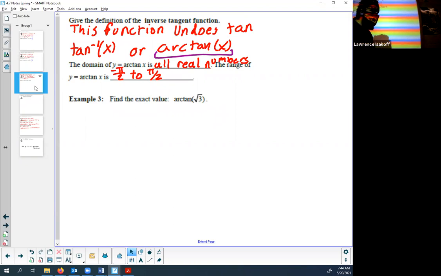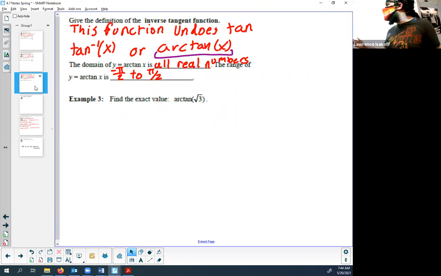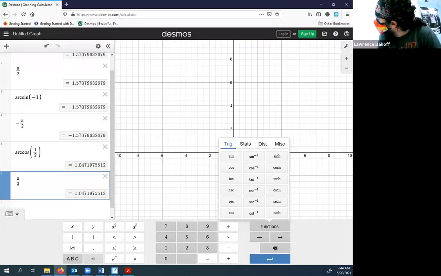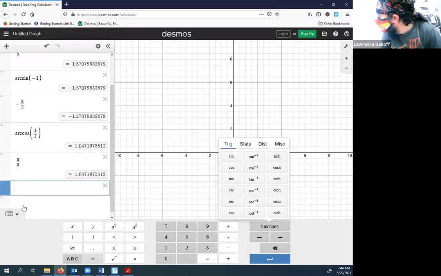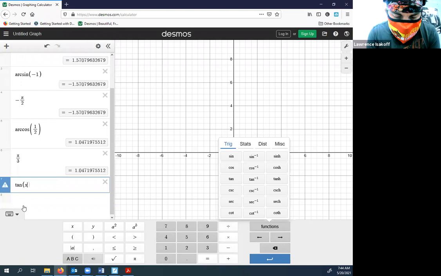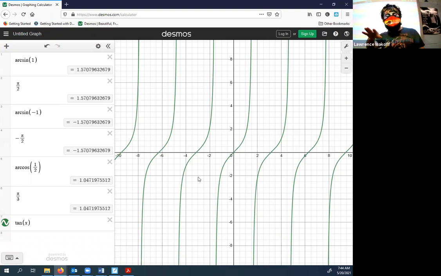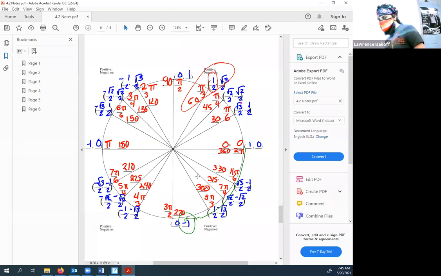Tangent is very similar. Again, it is actually defined for all real numbers, because if you remember the tangent graph, it had those asymptotes going on. If I look at the graph of the tangent of x, we see it going down forever here and up forever here. So that's why that one gets to be defined across all real numbers.